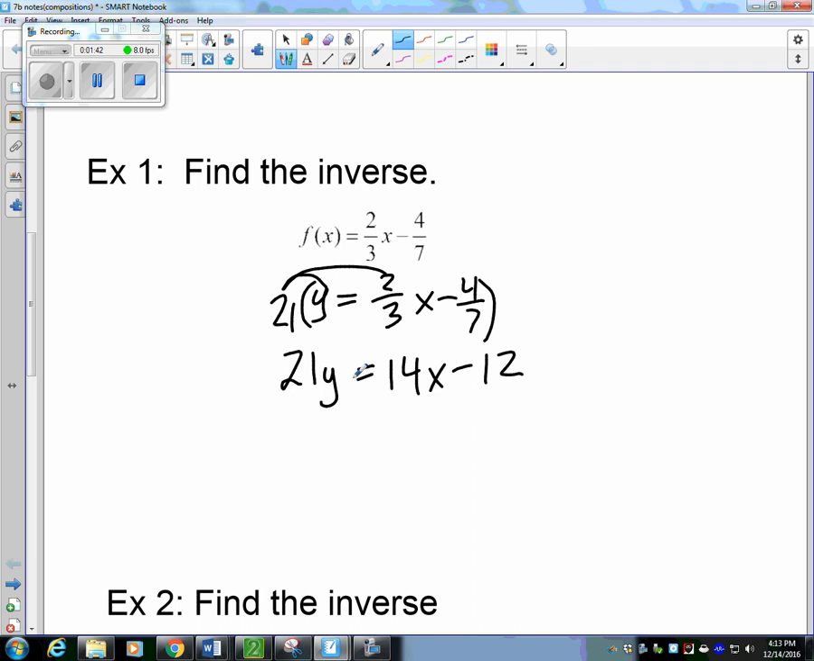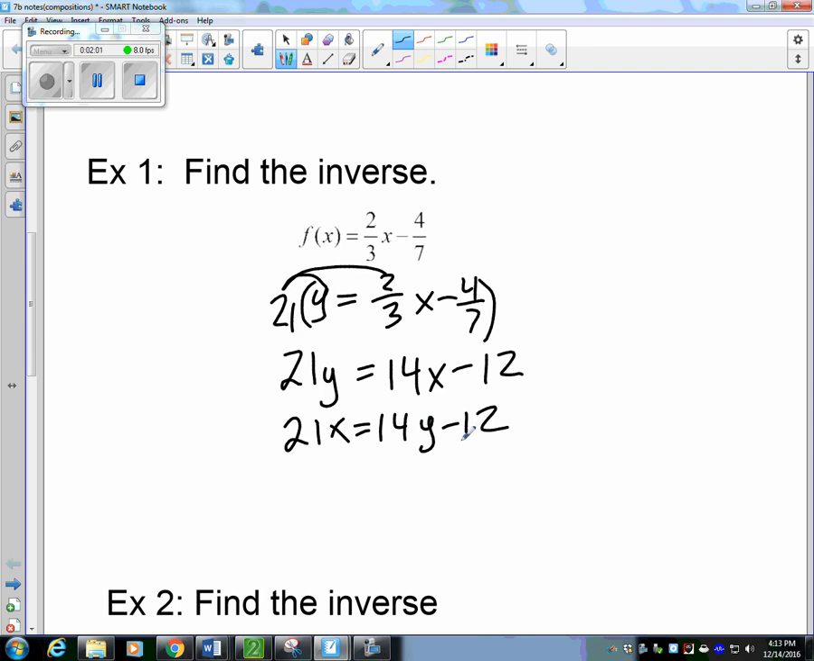Now, the second step is we're going to literally switch the x and y. You could have done this right away. 21x equals 14y minus 12. Now the second last step here is to isolate this y. Get this y by itself.